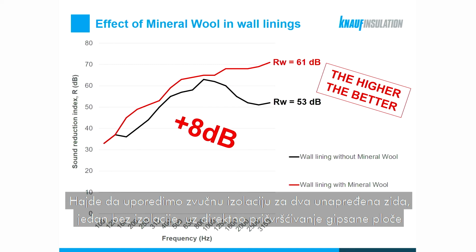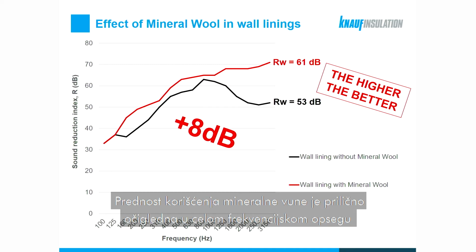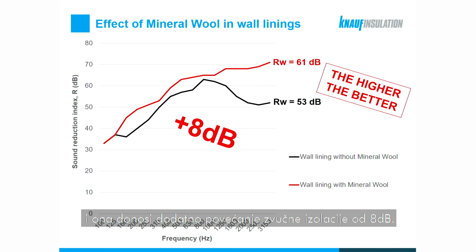So let us then compare the sound insulation for two wall upgrades. First one, done without the insulation, so with a direct adhesion of the gypsum board to the basic wall. This one achieves an Rw value of 53 decibels. And the other solution, which includes a mineral wool layer between the same basic wall and the gypsum board, achieves 61 decibels. So the benefit of utilizing mineral wool is quite evident in the entire frequency range. And finally, utilizing mineral wool in the wall upgrade brings an additional 8 dB increase in sound insulation.